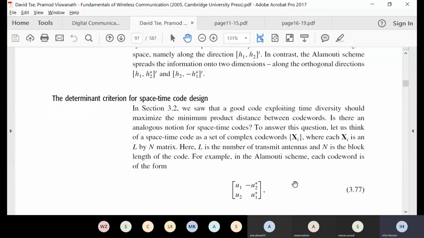So in the Alamouti scheme, our codeword will be of this size, because the first symbol goes as is, then the second symbol conjugate is sent from the first antenna, and U1 conjugate is sent from the second antenna in the second symbol time. We assume that the channel remains the same in the first and the second symbol time, but these two, H1 and H2, are uncorrelated or fade independently.